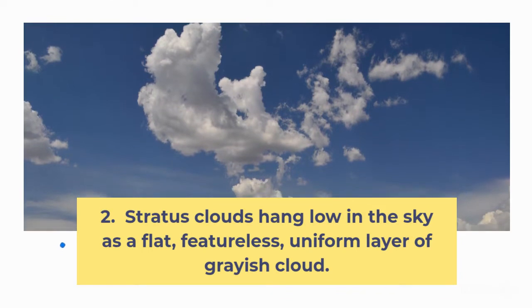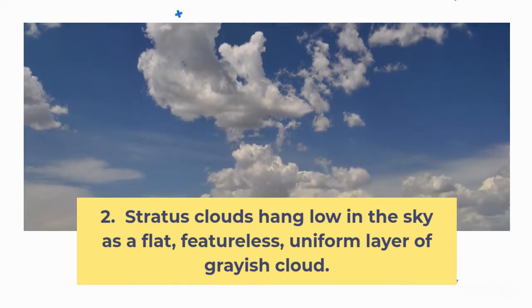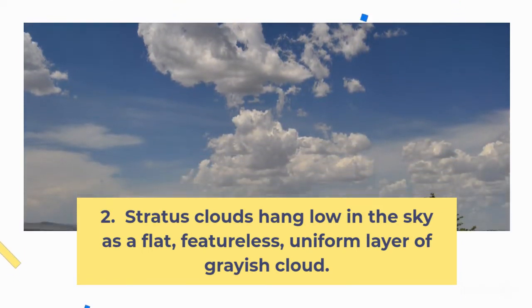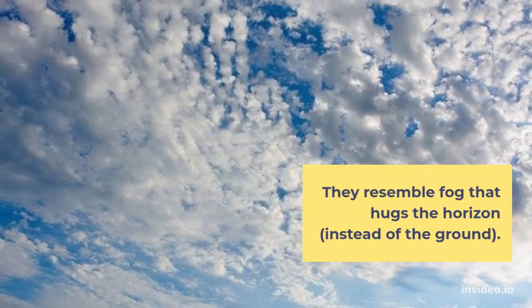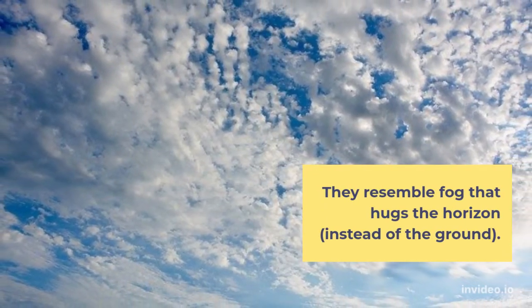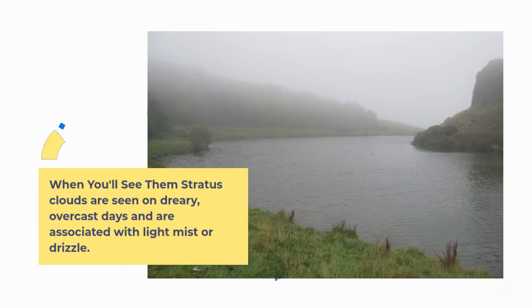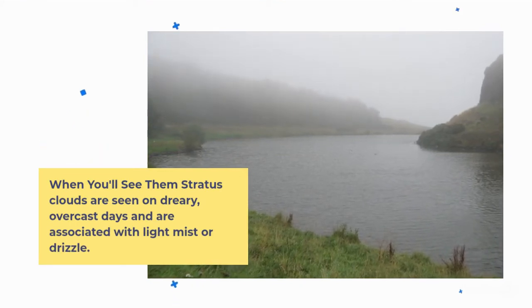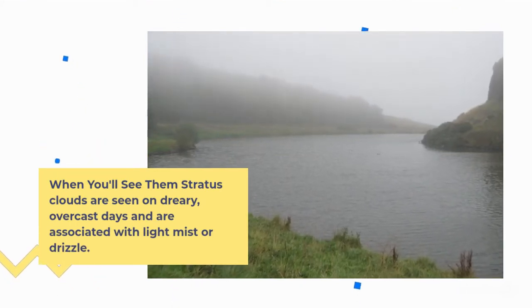2. Stratus clouds hang low in the sky as a flat, featureless, uniform layer of grayish cloud. They resemble fog that hugs the horizon, instead of the ground. When you'll see them: stratus clouds are seen on dreary, overcast days and are associated with light mist or drizzle.